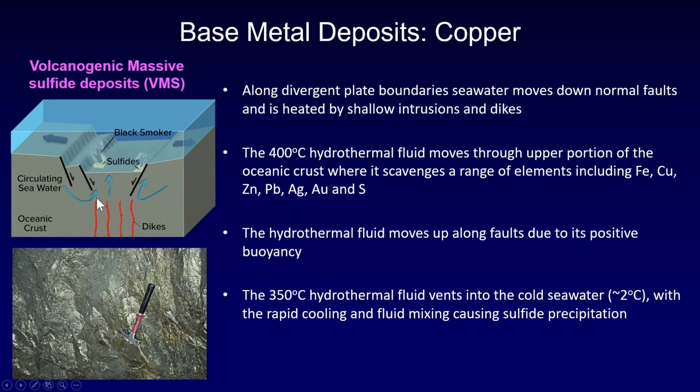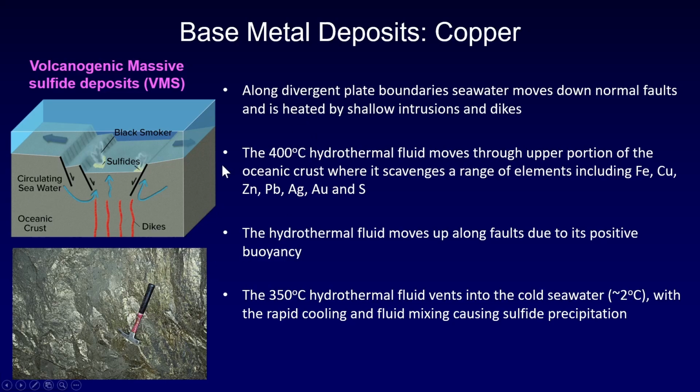So the hydrothermal fluids that form from the seawater being pulled down and heated will typically have a temperature somewhere around 400 Celsius. So this is very, very hot water. And as this very hot water passes through this upper portion of the oceanic crust, it scavenges metals as it goes. And it will scavenge iron, copper, lead, zinc, silver, gold, sulfur, and a range of other lesser elements.